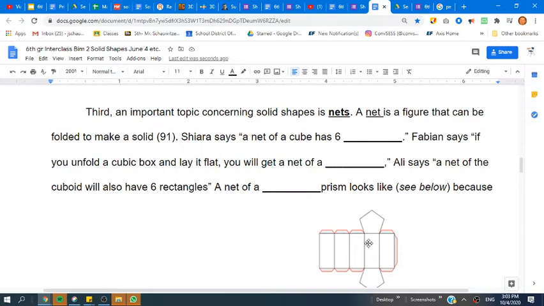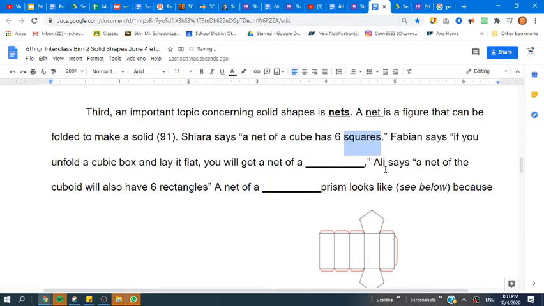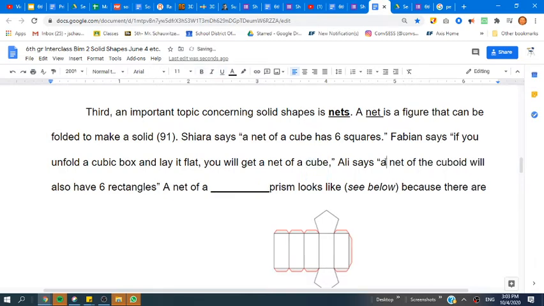Well, here is a net of what looks like a rectangular prism. It has 6 what? 6 squares. Yep, that's a solid of a cube, right? Fabian says if you unfold a cubic box and lay it flat, you will get a net of a cube. Ali says a net of the cuboid will also have 6 rectangles.